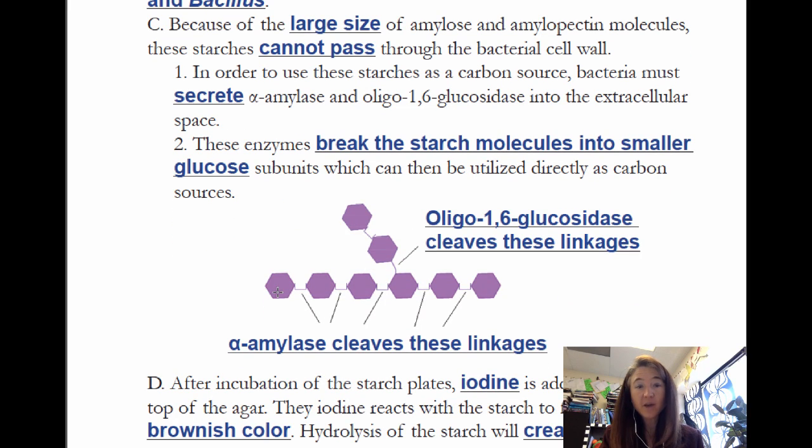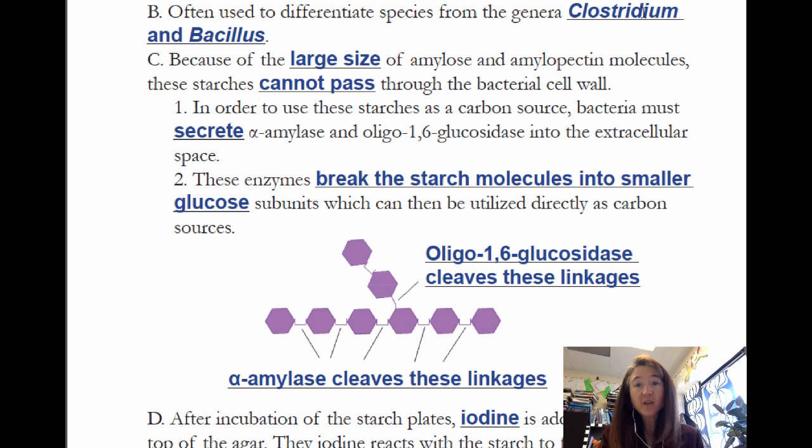Notice here is a cartoon depiction of a small snapshot of a starch where you can see that alpha amylase is cleaving the 1,4 linkages, those that link together carbons 1 and 4, and oligo-1,6-glucosidase is cleaving the 1,6 linkages. Now, once again, this is a size matters argument. Organisms that secrete these enzymes can bring in the subunits of the starch because the starch itself is too large and cumbersome to bring in and pass through the cell in its large size.